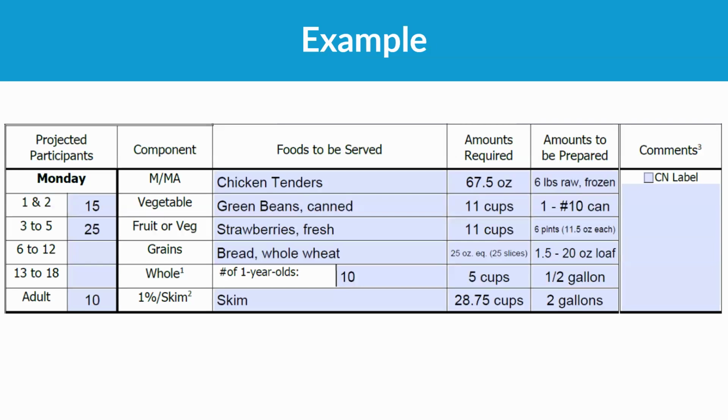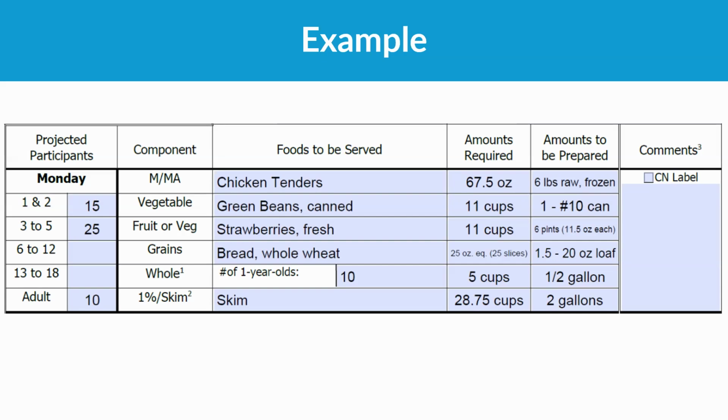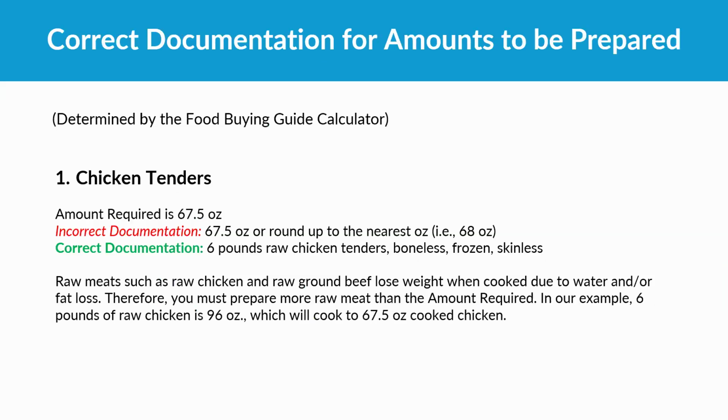So here is a sample production record for a lunch or supper meal, and the amounts to be prepared documented in purchase units. Now we're going to use this information and look at a comparison of the correct versus incorrect way to document the amounts to be prepared column. The next few slides are going to go off of this example. So first, chicken tenders. This is just the example we're using, so that's how we got the chicken.